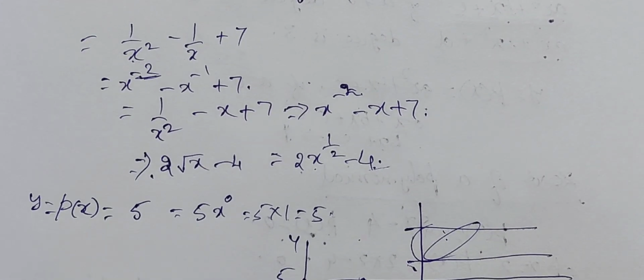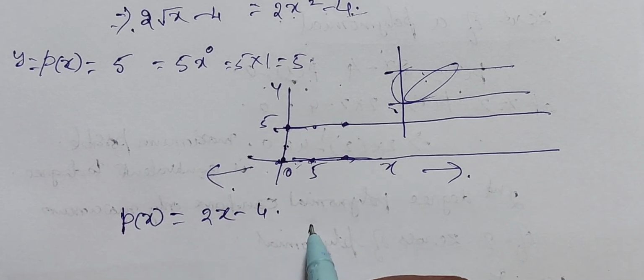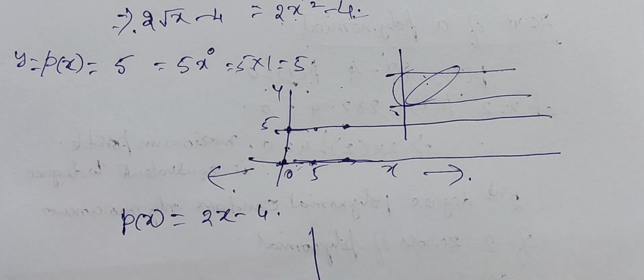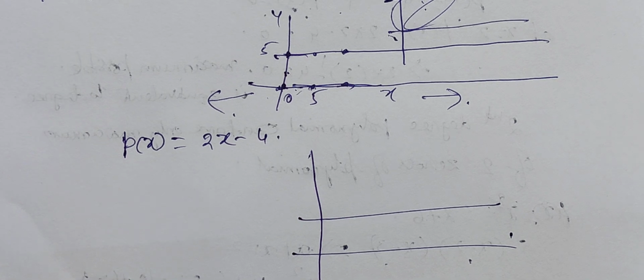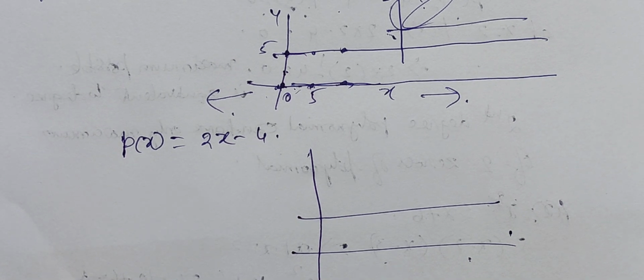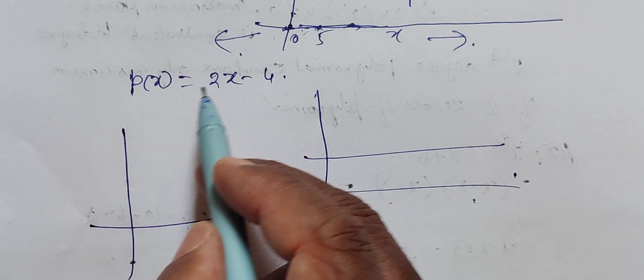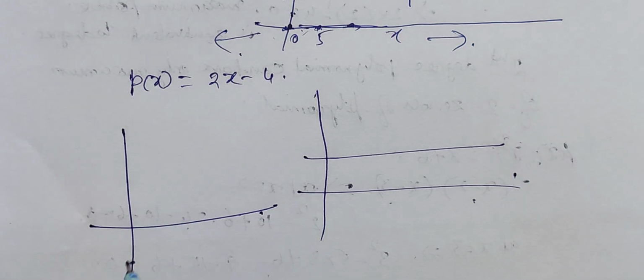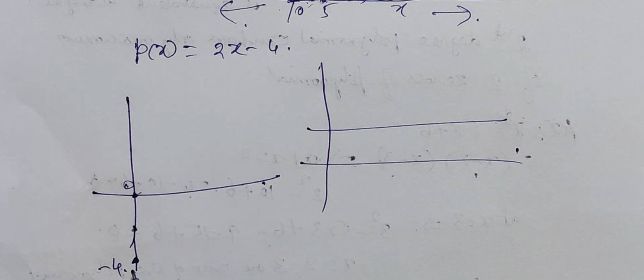There is another method called the graphical method. The given equation, you should write it like this. Here this is a constant polynomial, but for p of x is equal to 2x minus 4, how can you write it? First you take the graph, substitute x is equal to 0. What will be the value of y? Minus 4. When x is equal to 0, the y value is minus 4. I'm just roughly putting the values.